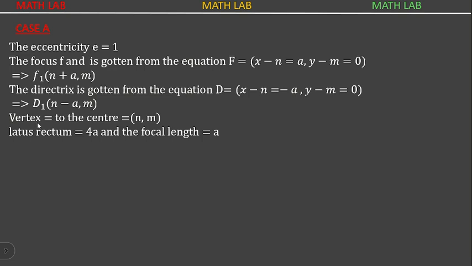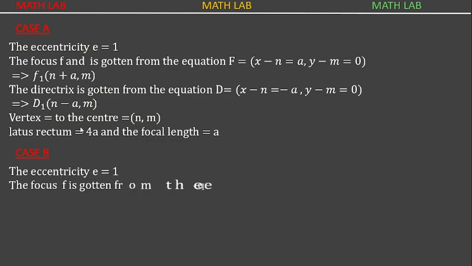Now, the vertex equals the center. The latus rectum, one of the terms I was saying we are going to discover, equals 4a, because from our equation we have (y minus m) all squared equals 4a(x minus n). So what you need to know is that a is related to the latus rectum, and the focal length is a. Focal length reminds us of optics, but it is going to help us very well in our plotting.